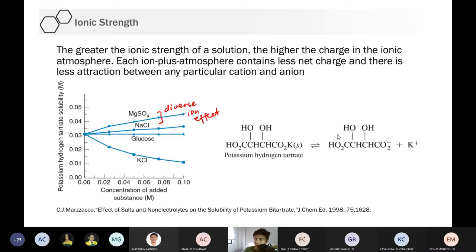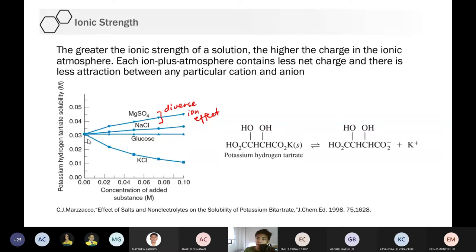Hindi niya ipa-flood itong atmosphere neto. Ano lang yung pwede mang flood? Yung ions, such as magnesium sulfate, potassium chloride. Yung glucose, hindi siya ion. So, hindi niya papalibutan yung ionic atmosphere netong dalawa. So, as a result, walang effect. No? Wa-effect siya. Matamis lang yung solution. Okay? How about potassium chloride?